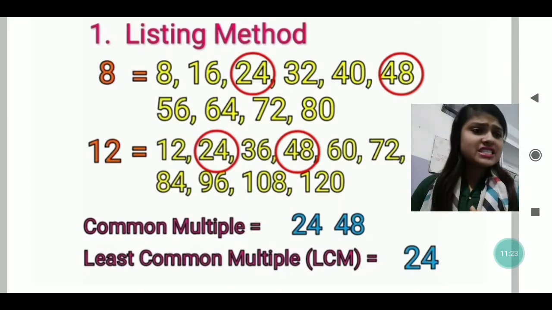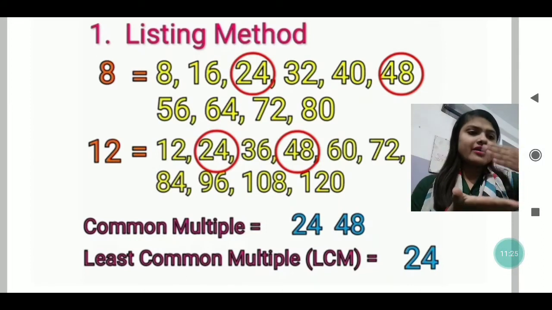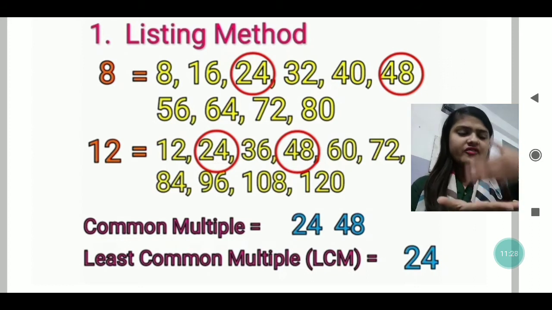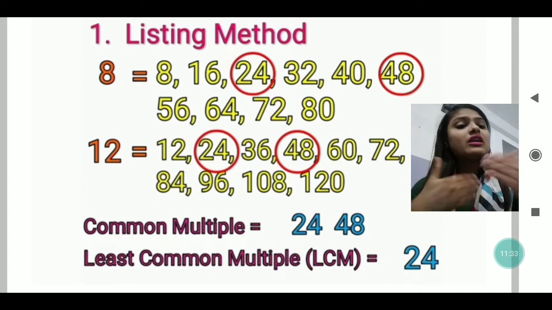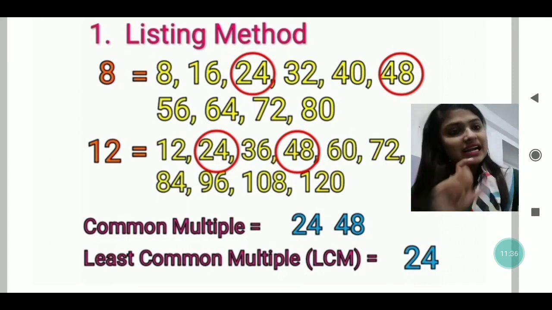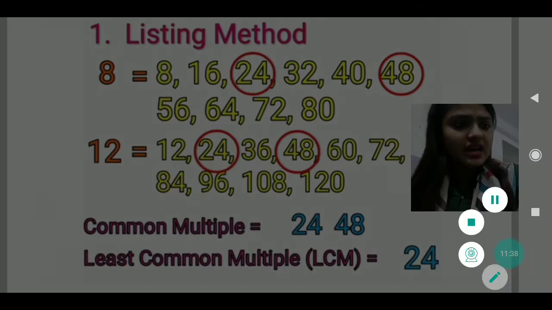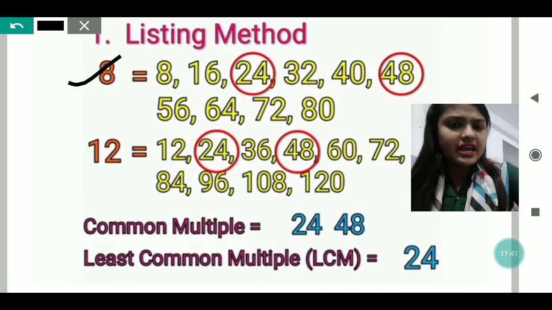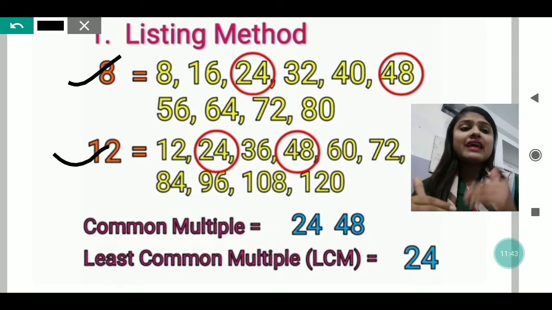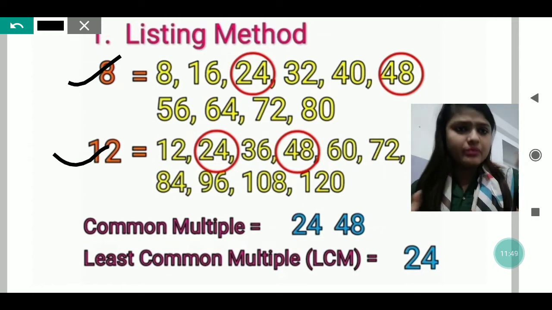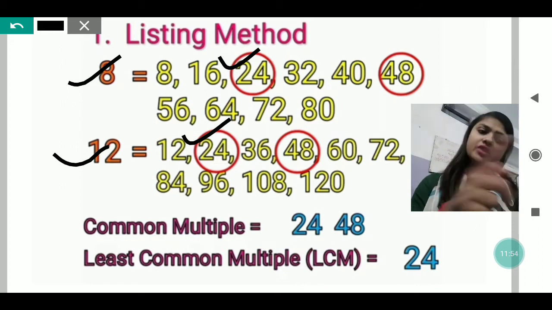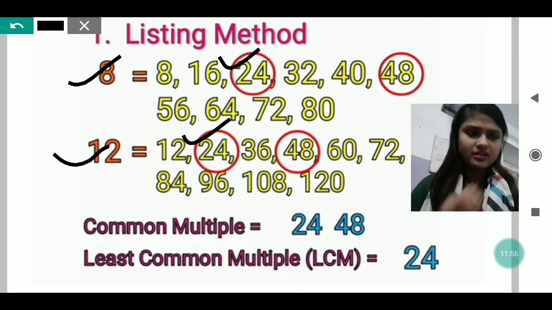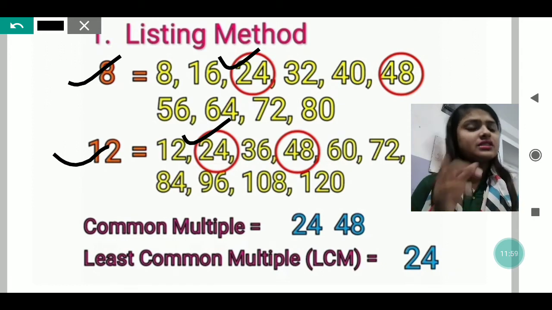When we are talking about the listing method, listing means we are writing all the multiples one after another. Like the multiples of 8 I have written and the multiples of 12 I have written. This is called listing, which we were doing previously also. We write the multiples until we get the first common multiple between them. The first common multiple is 24, and that 24 will become the LCM of 8 and 12. The LCM of 8 and 12 is 24.